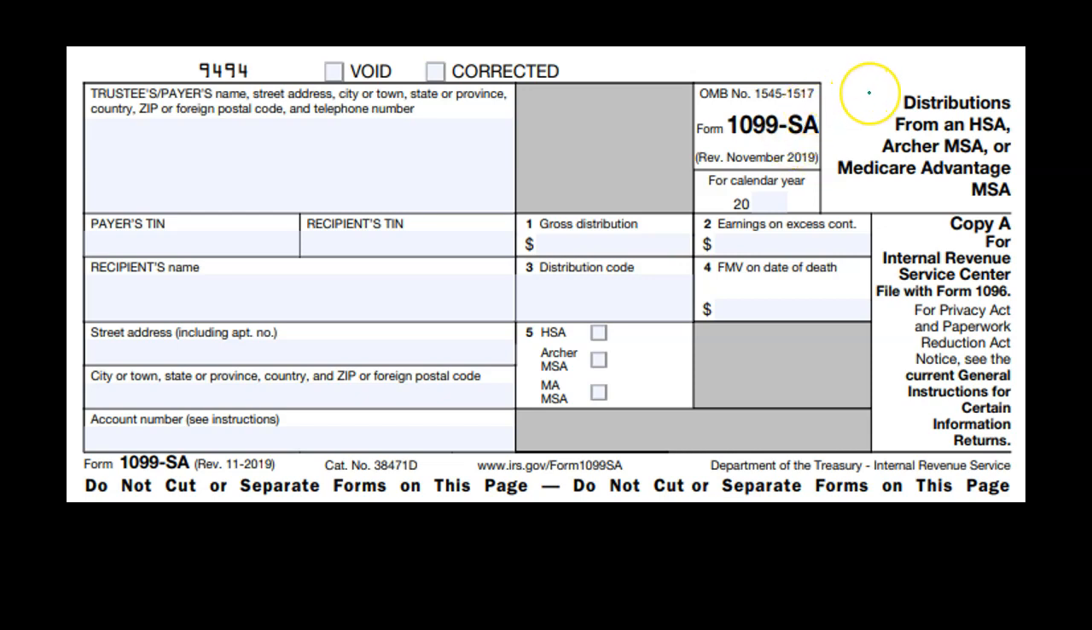This is a distribution, meaning someone put money into the HSA and it's now being distributed. The distributions are hopefully going to the taxpayer for medical expenses. As long as those were paid for the qualified reasons in order to be tax exempt, then they shouldn't be having an effect on the taxable income, shouldn't be increasing the taxable income.